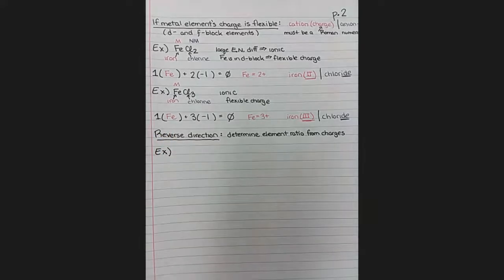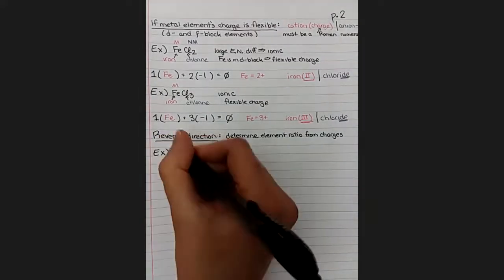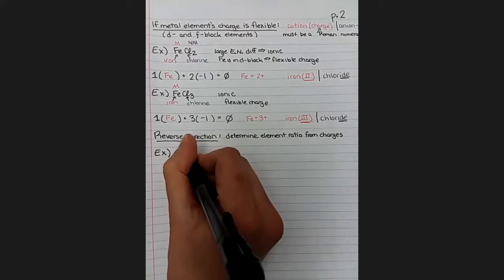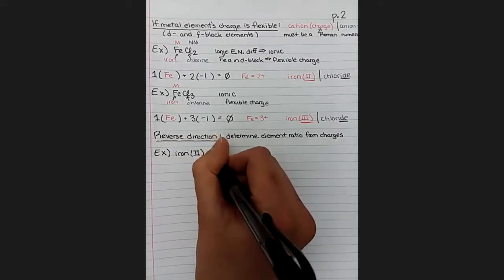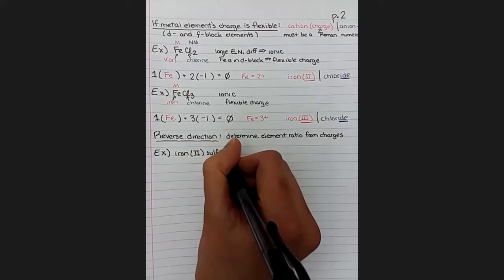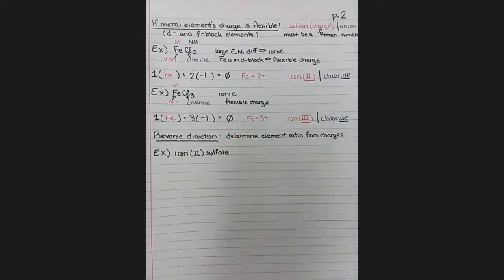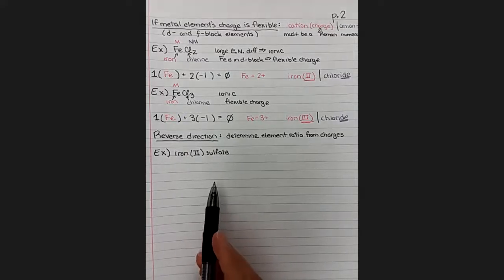So we'll just go ahead with an example. I think we can do it. So let's do another iron compound. As our example, let's do iron 2 sulfate. So even when we're starting with the name, we still need to figure out if this is an ionic or a molecular compound or not.